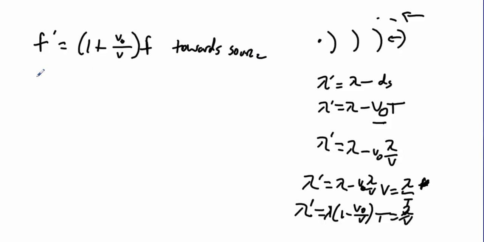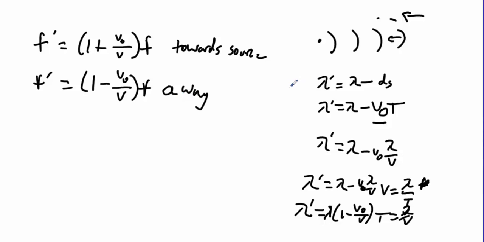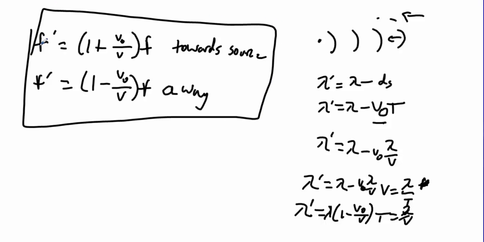If we're going away, then f prime is equal to 1 minus V observer over the velocity of the wave times the original frequency, or the frequency of the source. And so this is for moving away from it. You'll notice this is going to lower my frequency or increase my wavelength, which does follow. Now, these equations get messy, and there's a lot of them, and I don't really want you to memorize them all. But I don't want you to have to derive them all again either.